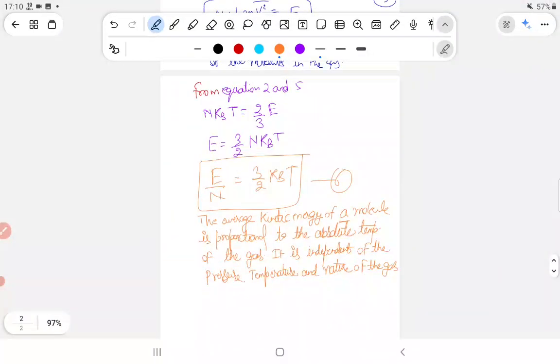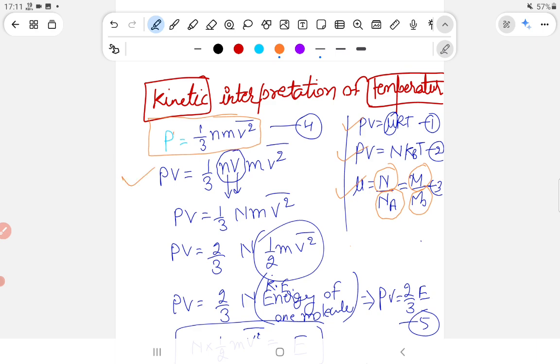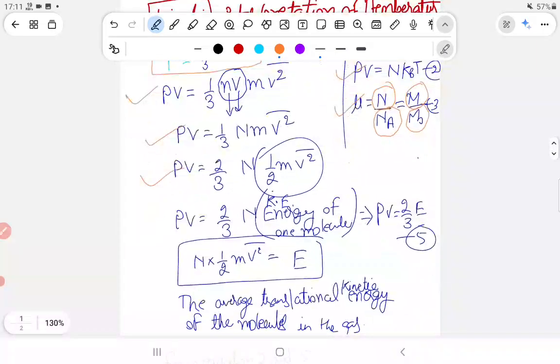Dear students, let us again come back. This formula, which is P is equals to 1 upon 3 nmv square, we have already derived. Ideal gas equation in terms of moles, ideal gas equation in terms of number of molecules, mole formula: total number of molecules upon number of molecules in 1 mole, total mass upon molar mass. If we multiply by V both sides, we get this equation, and N is the total number of molecules and half mv square is kinetic energy, multiplied by n comes out to be the total energy of molecules.